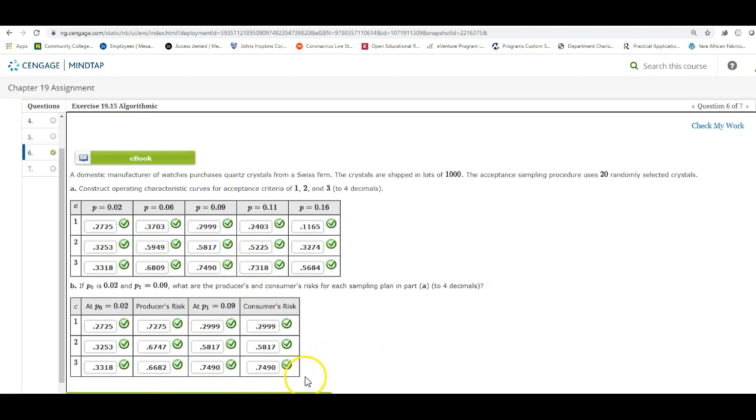So I'm sorry if you struggled with these. My apologies. It was a mistake made by the author of this problem. Sometimes it happens with publishers, but obviously these probabilities don't agree with the concept because it leaves out the probability that C is equal to 0, which would obviously be acceptable if you have an acceptance of 1, 2, or 3.